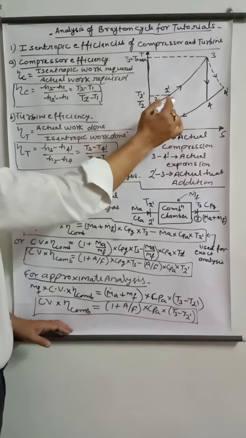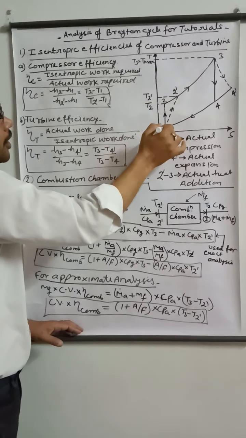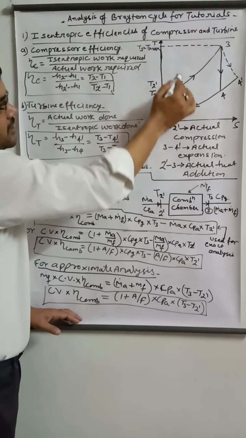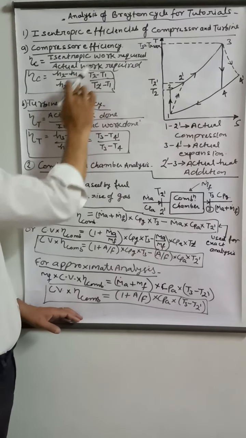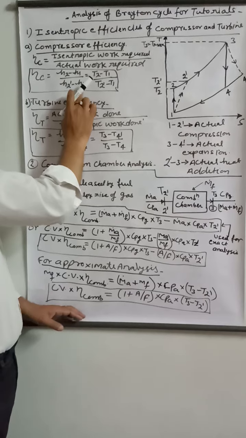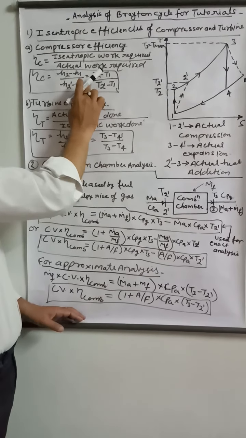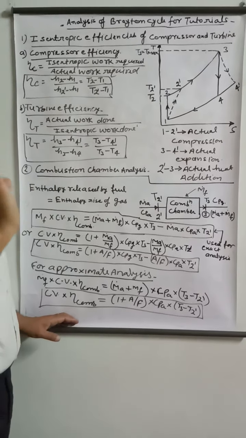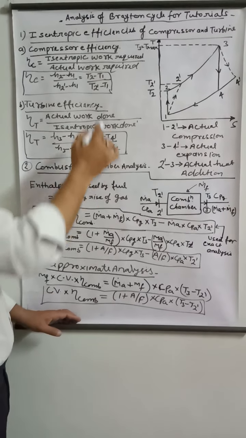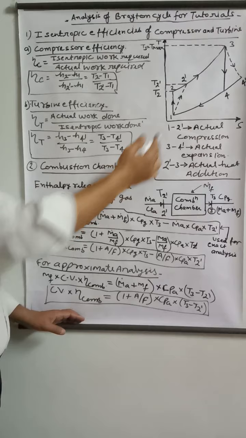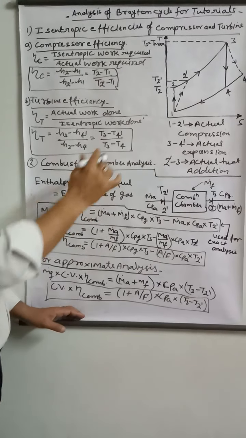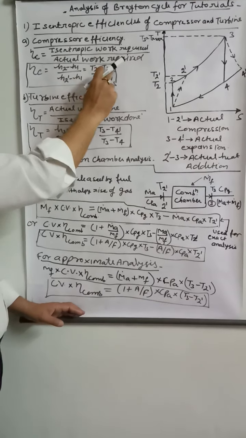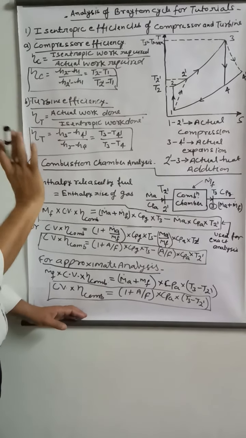Because you know the pressure line diverges. So H2 minus H1 upon the actual, H2 dash minus H1, right? And we can write it in terms of temperature also, because H is equal to CpT, right? And this was also the assumption that isentropic compression is there. Next, compressor efficiency is T2 minus T1 upon T2 dash minus T1, right?